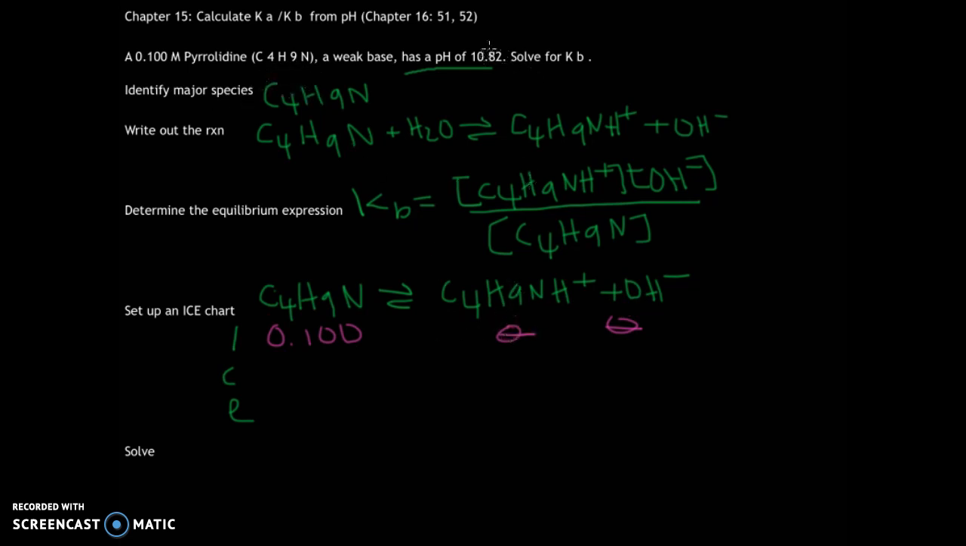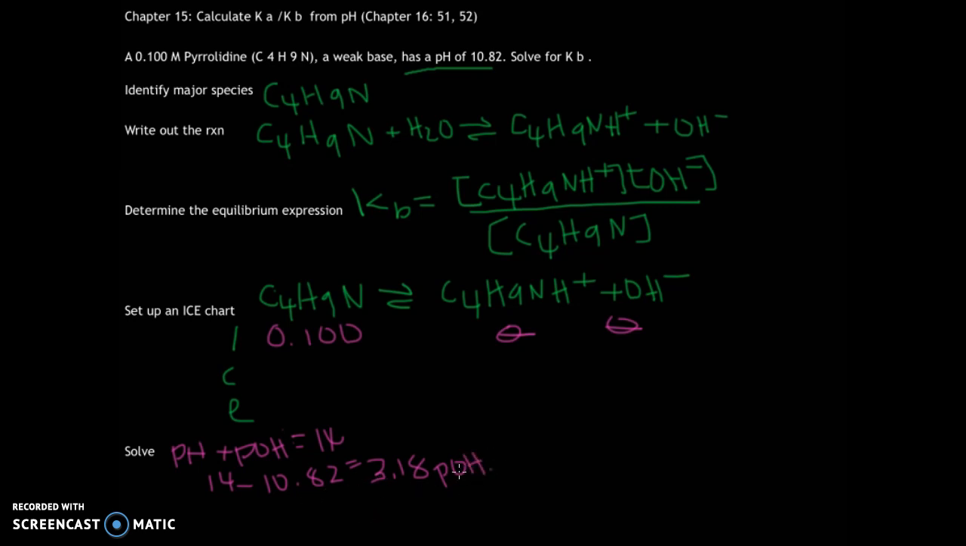Okay, but this additional piece of information of me giving you pH means if I know pH, I know pOH, right? pH plus pOH is 14. So I know pH, right? It's 10.82. So 14 minus 10.82 is my pOH. So 14 minus 10.82, 3.18 is my pOH, okay?